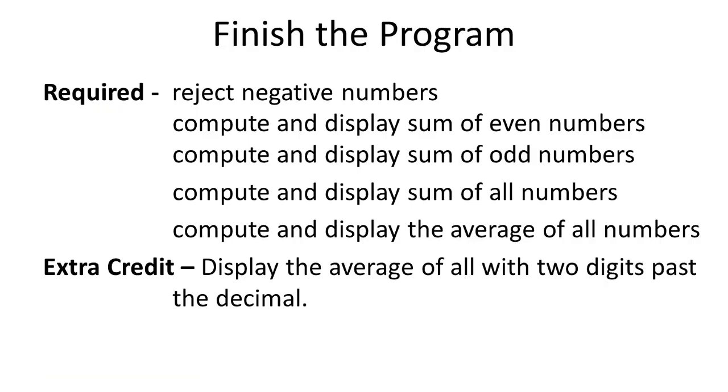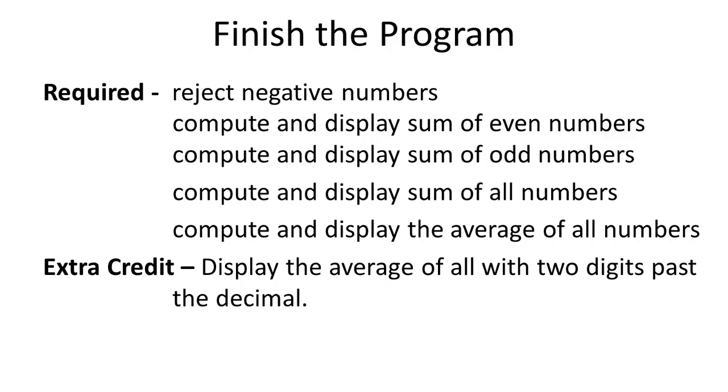There are two parts of the program to be completed. The required section is for you to reject negative numbers and display the sum of even, odd, and all numbers, and the average of all the numbers. Look at the program to determine where the numbers are input from the keyboard. Then you should be able to figure out where to insert the code to reject negative values. Make sure that the program displays an appropriate message and then does not process the bad data.